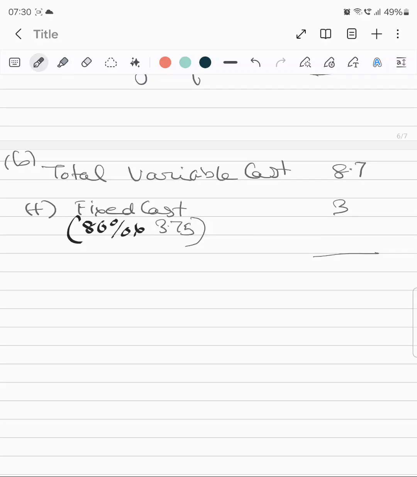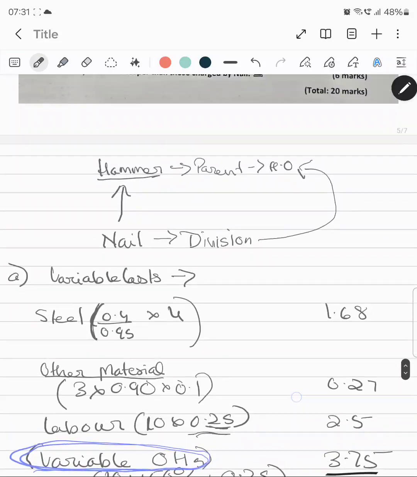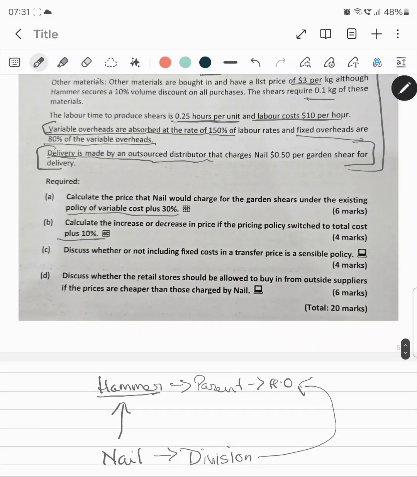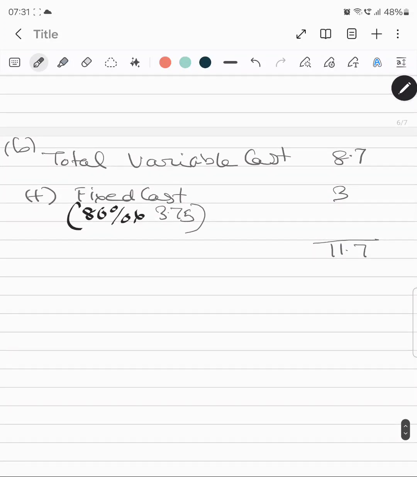I'll add this to 8.7, it's 11.7, and then as per the question, there's only a 10% markup. So this is the total cost, and the profit markup is 10%.